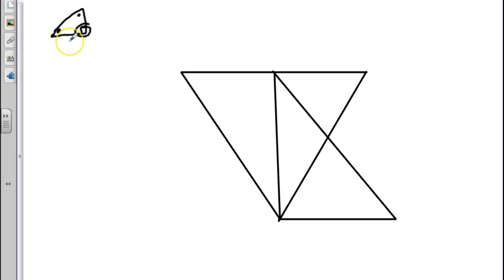And a corollary is a theorem with a proof that goes with it, and it's a direct result of another theorem. So it's kind of a tag-on, if you want to think about it that way. All right, so last problem here.